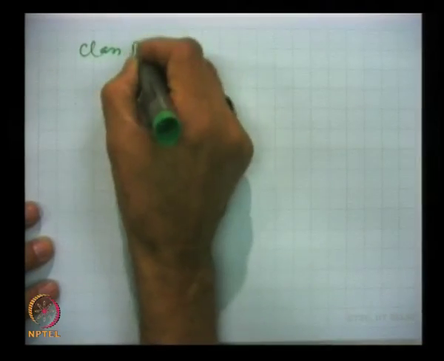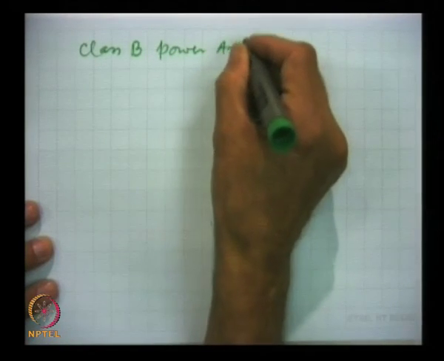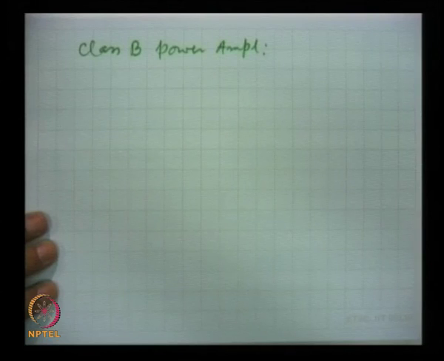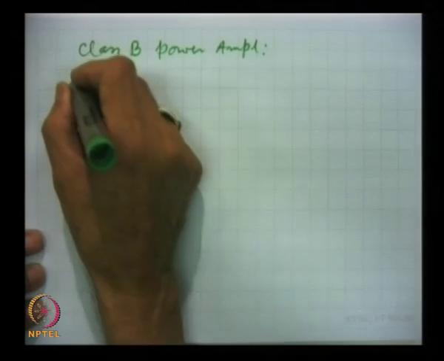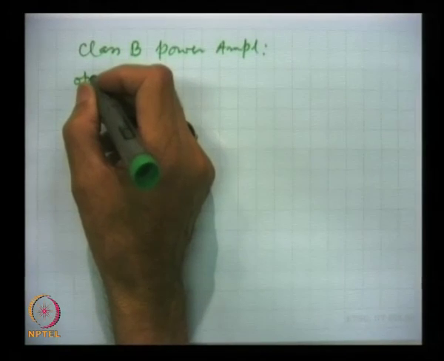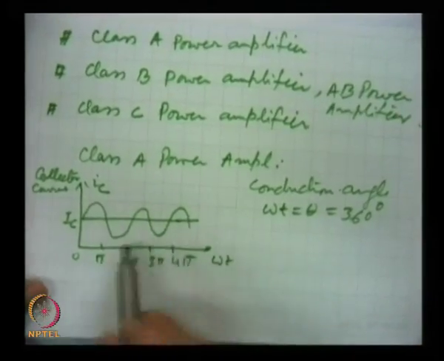In class B power amplifier, we choose the operating point at cutoff. These things will become more clear when we go for circuits, but you understand what is the meaning of choosing an operating point: that DC current and voltage we choose, and then when we apply AC signal, over those DC values the current and voltages vary.